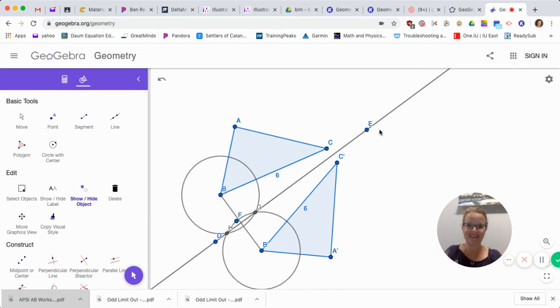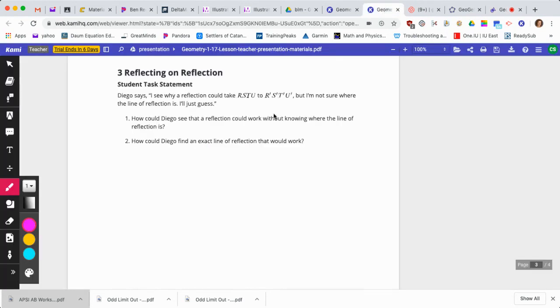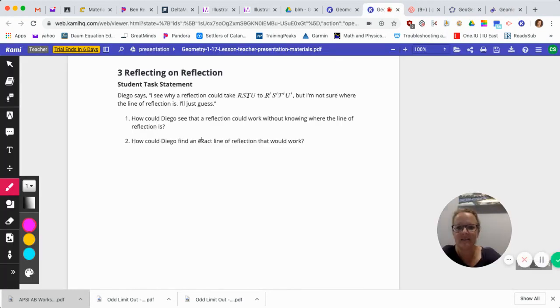So we did it, all right? I reminded you guys how to do perpendicular bisectors. It's your line of reflection. I could have done it through any of these 2 points, and it would have worked great. All right, I just wanted to remind us all how to do that. So that's how Diego would find an exact line of reflection, okay, by finding the perpendicular bisector. All right, good job.